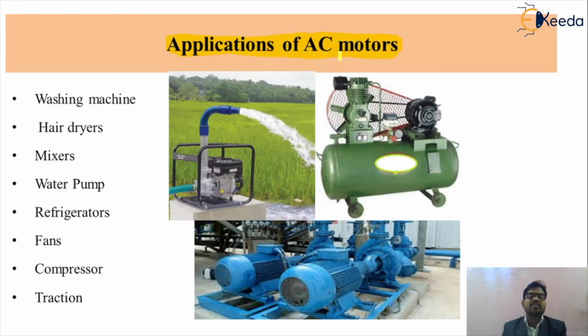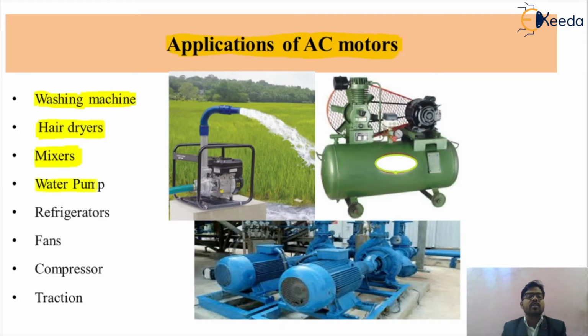The first application of your AC motor is the washing machine that we use in our day-to-day life. Then the second application of your AC motor is hair dryers. For hair dryers, we use different types of AC motors. Similarly, for mixers, which are used for residential or industrial purposes, we use AC motors.